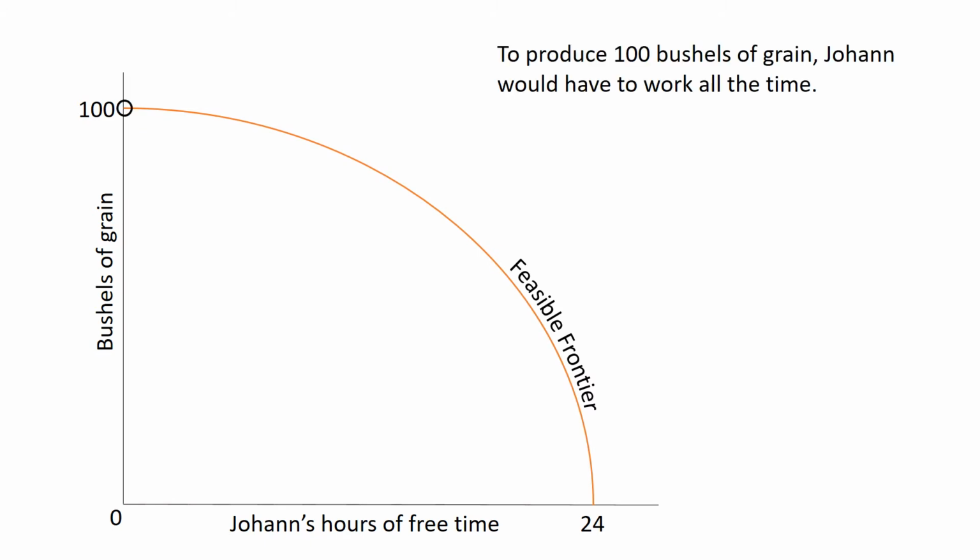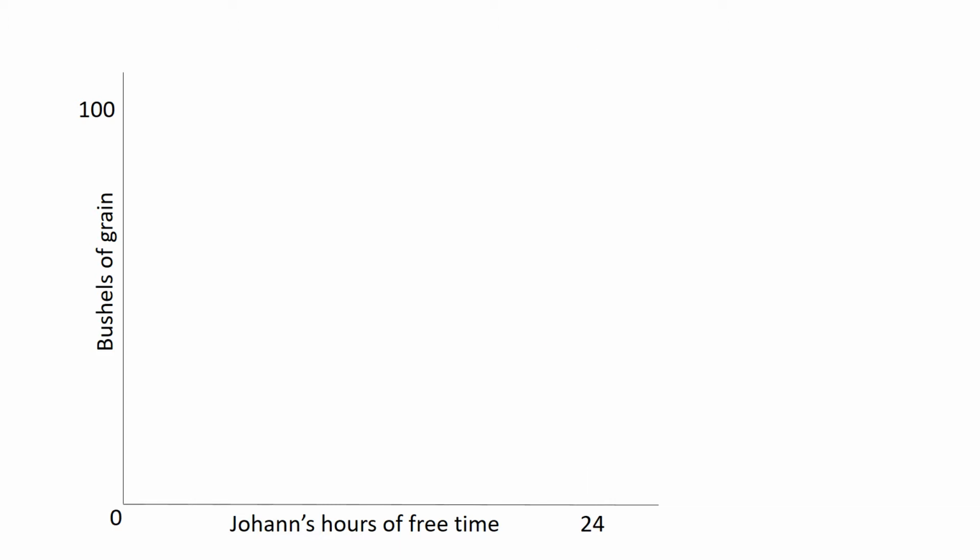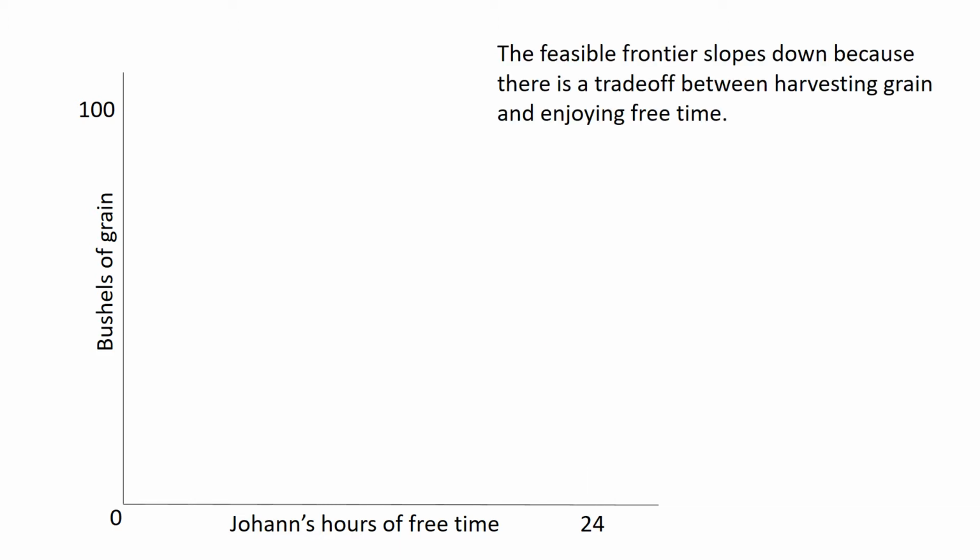On one extreme, to produce 100 bushels of grain, Johan would have to work all the time. On the other hand, if he works 0 hours, he will have 24 hours of free time, but he will also produce 0 bushels of grain. The feasible frontier slopes downward because there's a trade-off between harvesting grain and enjoying free time. To get more grain, Johan has to give up some free time.